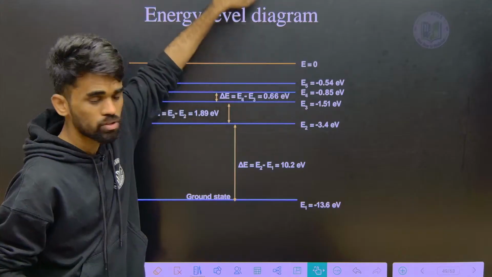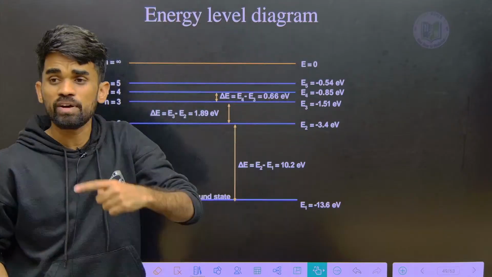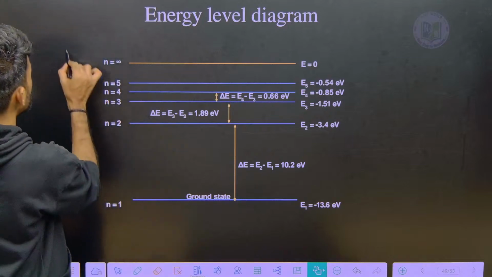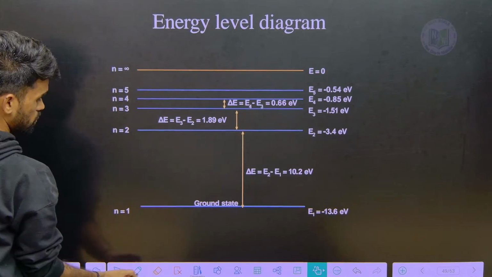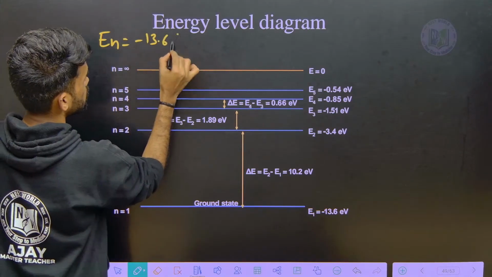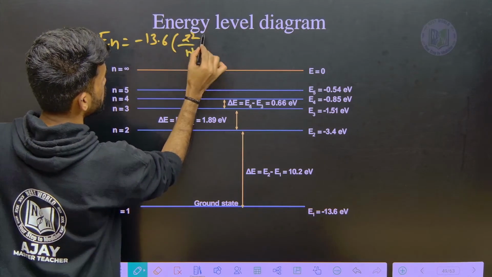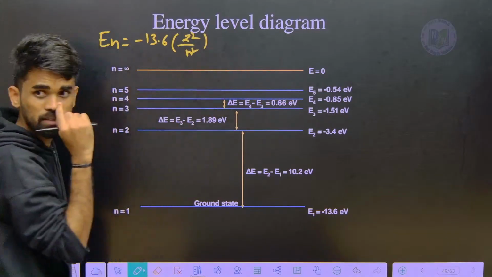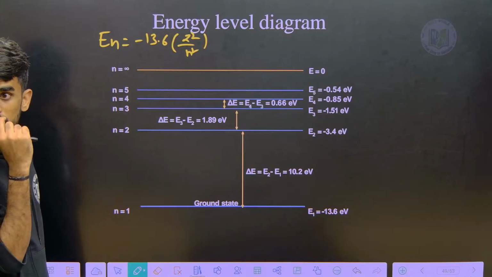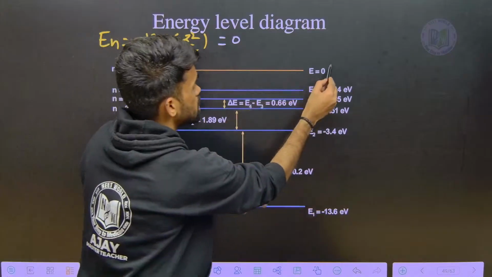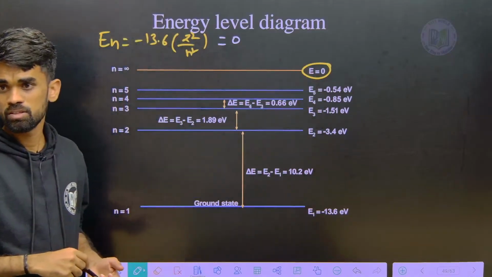Like this, if you keep on solving for the infinite orbit, n equals infinity, I am saying. So En equals minus 13.6 Z square by n square. The n value is infinite here, so something divided by infinity is 0. That's why the energy of the infinite orbit will be 0.